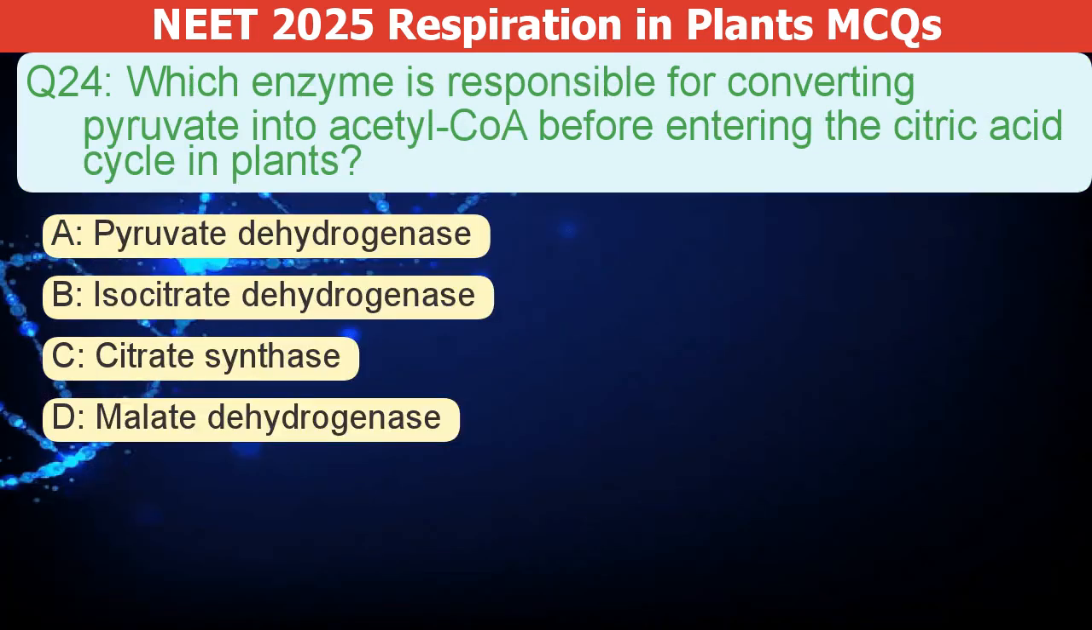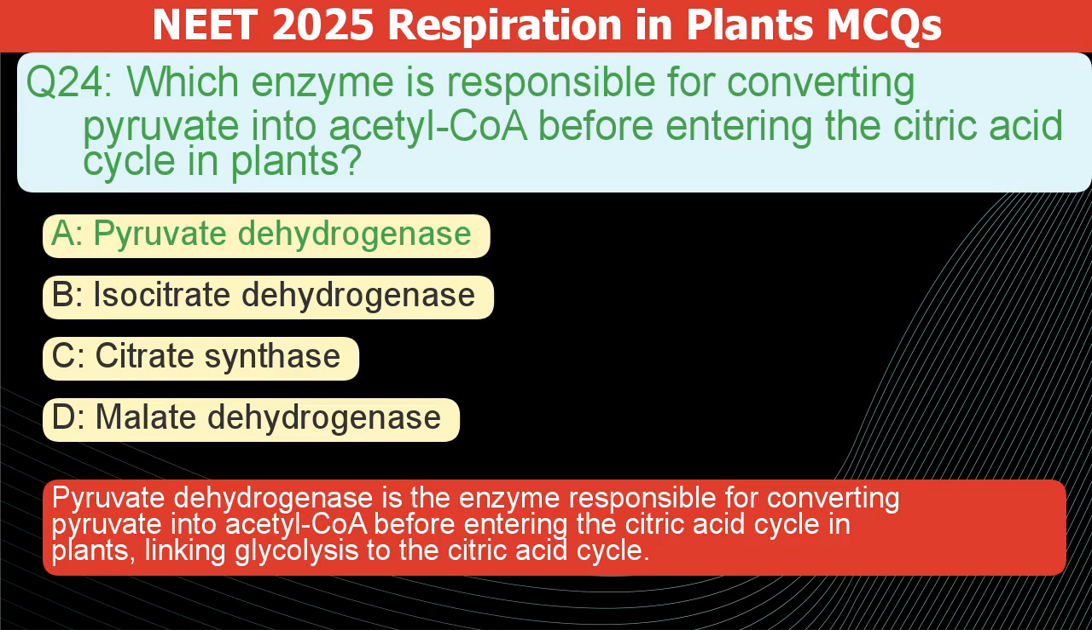Which enzyme converts pyruvate to acetyl-CoA before the citric acid cycle in plants? A. Pyruvate dehydrogenase. B. Isocitrate dehydrogenase. C. Citrate synthase. D. Malate dehydrogenase. The correct answer is A. Pyruvate dehydrogenase is the enzyme responsible for converting pyruvate into acetyl-CoA before it enters the citric acid cycle in plants, linking glycolysis to the citric acid cycle.